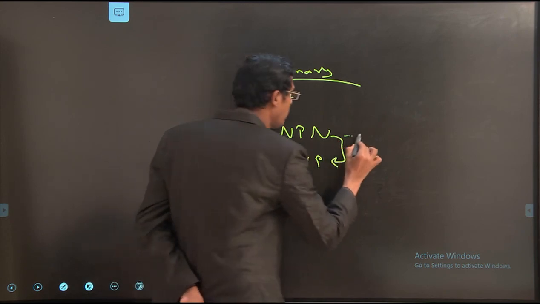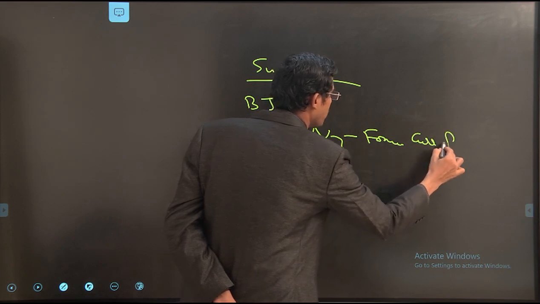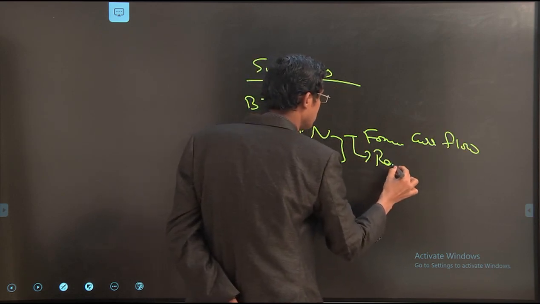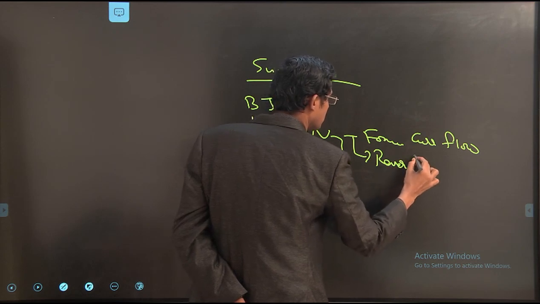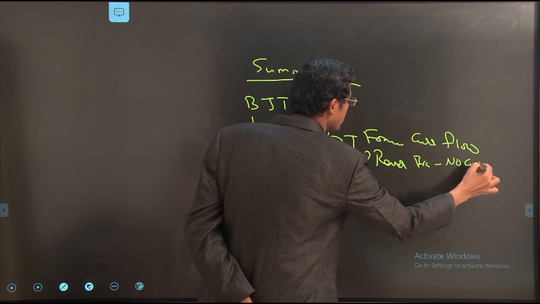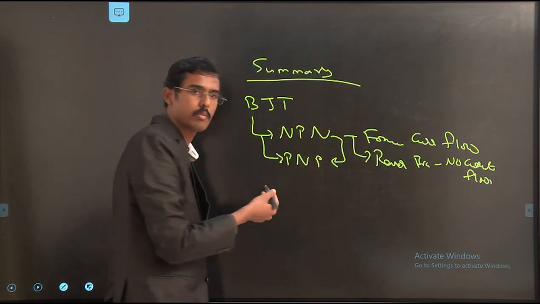When it is forward biased, current flows. When it is reverse biased, no current flows. Okay, so it is a reverse format of that.